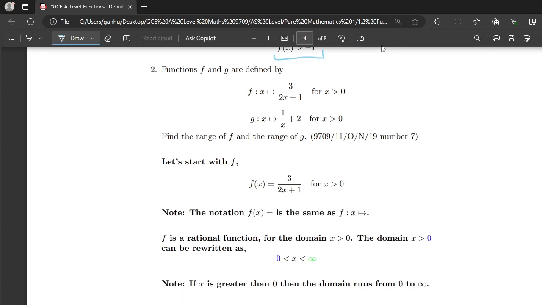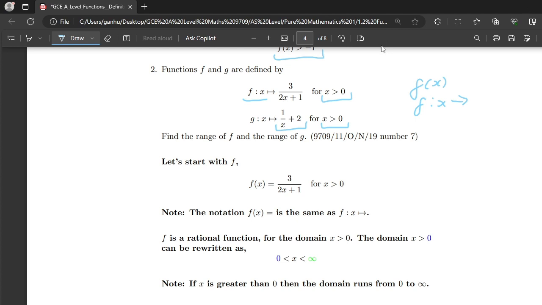Functions f and g are defined by f of x. This is another way of writing f of x. You can write it this way, or you can write it as f colon x with the arrow, and you write your function. It's the same thing, just slightly different notation. f of x is equal to 3 over (2x plus 1) for x is greater than 0. That's the domain. g of x is 1 over (x plus 2) for x is greater than 0. Find the range of f and the range of g.